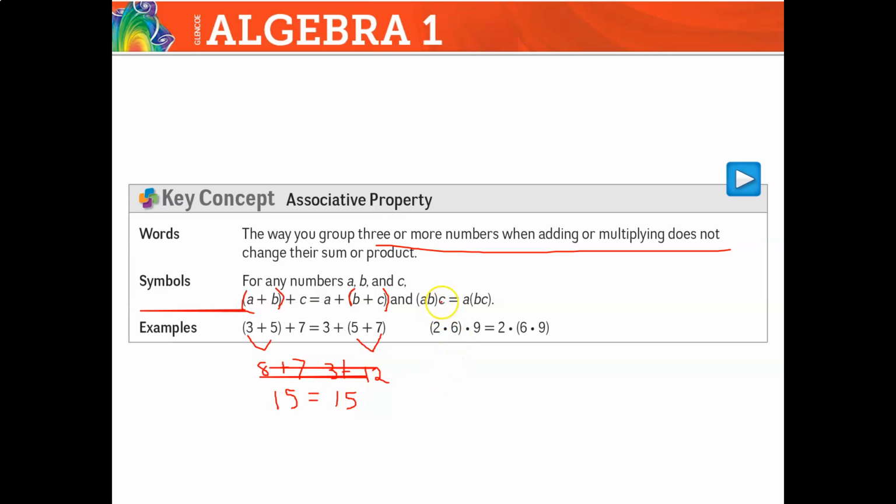Same with multiplication. They group the AB and then multiplied by the C. They group the BC and multiplied by the A. So 2 times 6 is 12. Okay. 6 times 9 is 54. 2 times 54 is 108. 12 times 9. 9 times 2 is 18. Carry my 1. I get 108. That's the associative property.